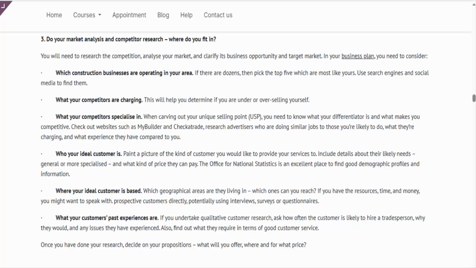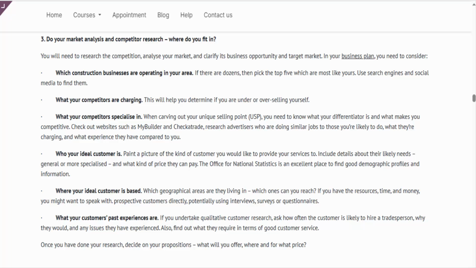Where do you fit in? You will need to research the competition, analyze your market, and clarify its business opportunity and target market. In your business plan, you need to consider which construction businesses are operating in your area. If there are dozens, then pick the top 5 which are most like yours. Use search engines and social media to find them.